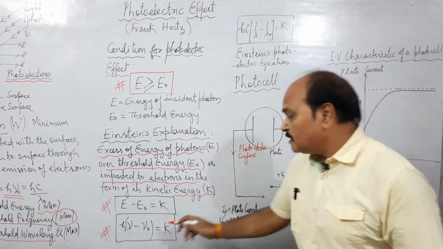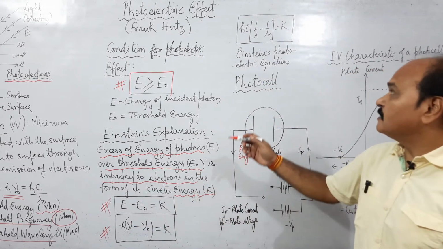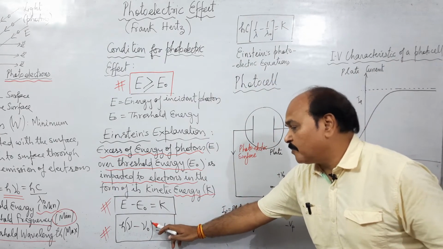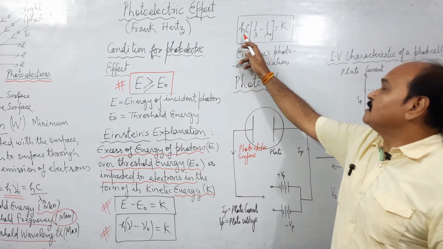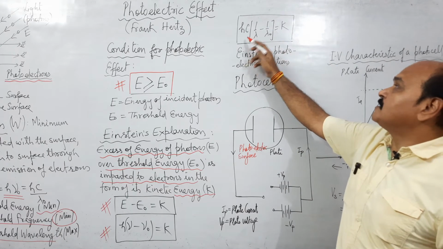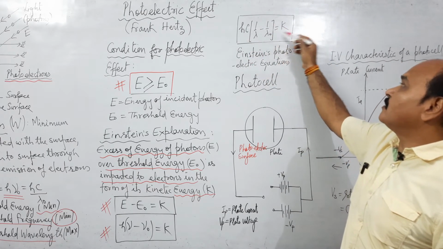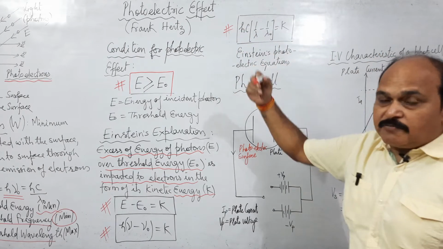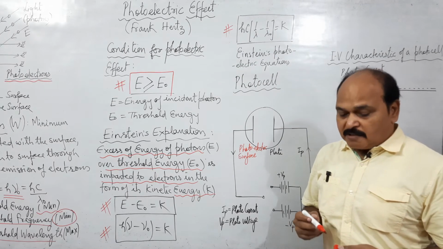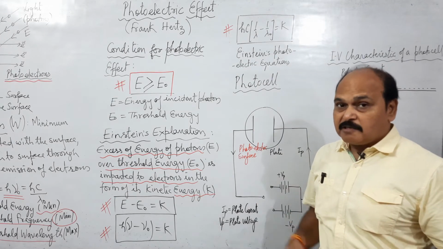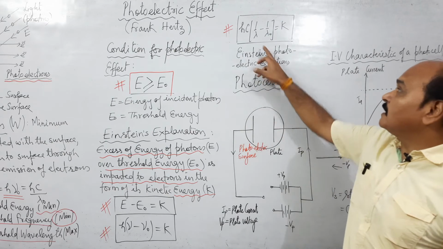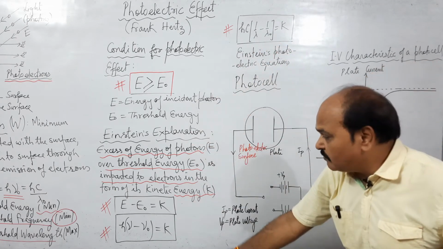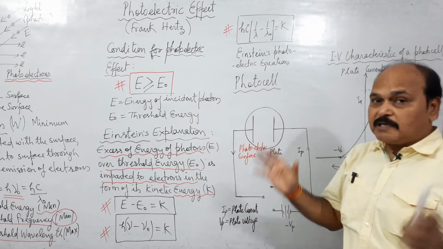We also know that frequency is speed upon wavelength. So if we write this as c upon lambda and this as c upon lambda naught, and c comes out common, what do we get? hc times 1 upon lambda minus 1 upon lambda naught is equal to K. So this is again Einstein's photoelectric equation, in terms of the wavelength of the incident light as well as the threshold wavelength. So all these three equations are Einstein's photoelectric equation.